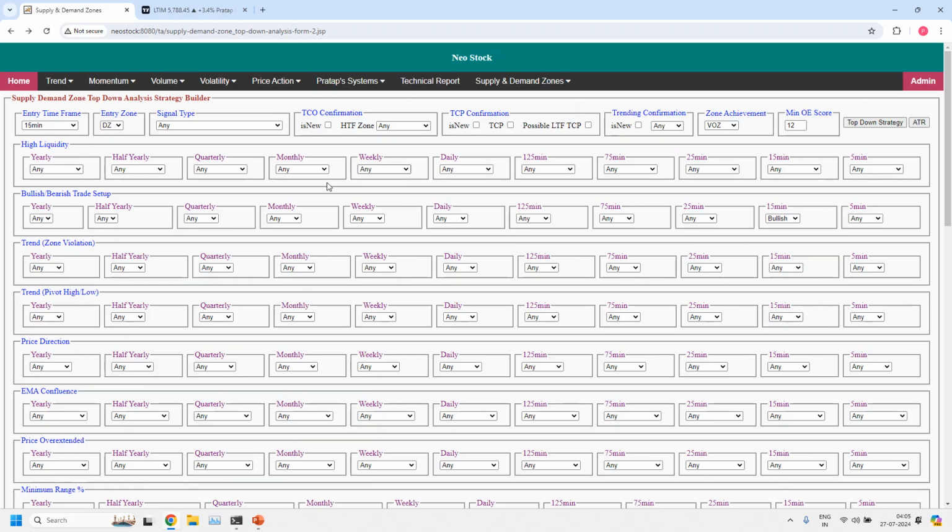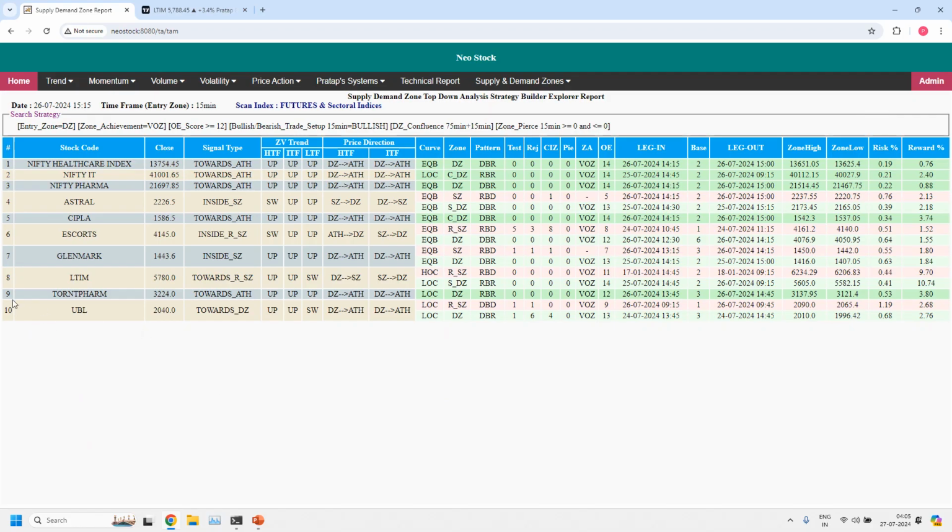Because we already set all these values: 15 minutes demand zone, zone confluence, here in 15 minutes bullish. So now let me filter. See, now 15 stocks are reduced to 10 stocks. That means all these 10 stocks are having confluence with ITF. See, LTIM is also there.